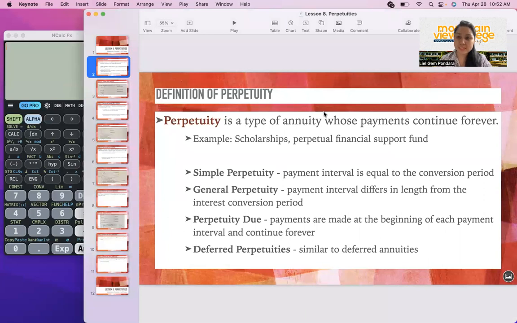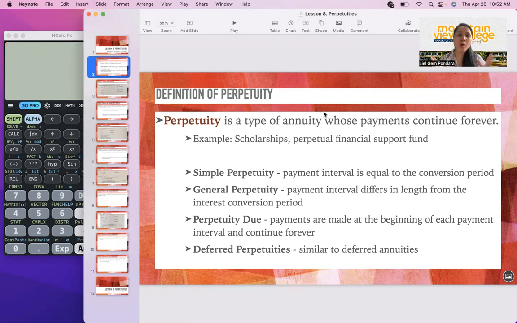And what are some of its examples? Examples: scholarships or a perpetual financial support fund. For example, when money is given to a school for the endowment fund, we say it's for the scholarship fund, the school invests it in a perpetual financial support fund. And what happens? Based on that fund, it will keep on releasing money gradually, for example, every year or every month, and it never stops.